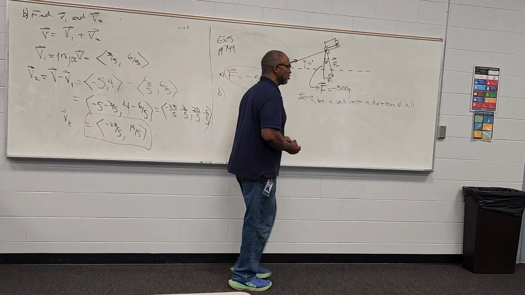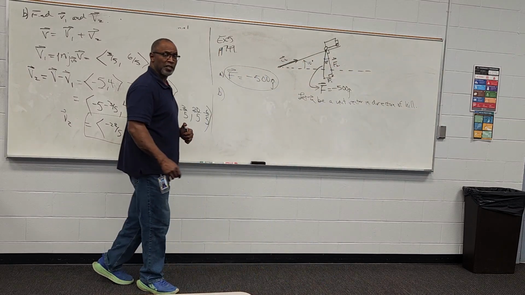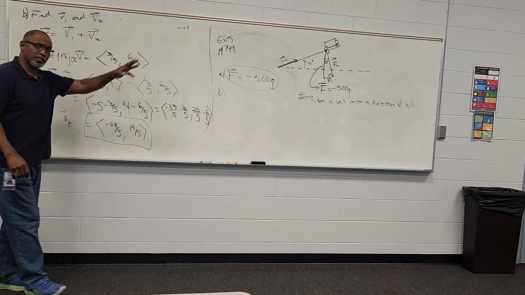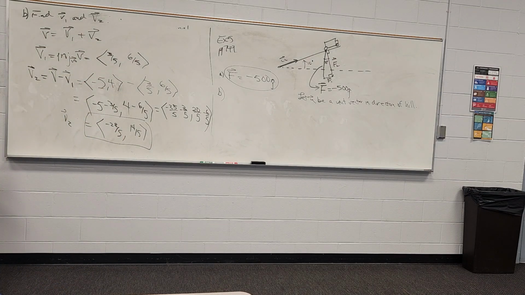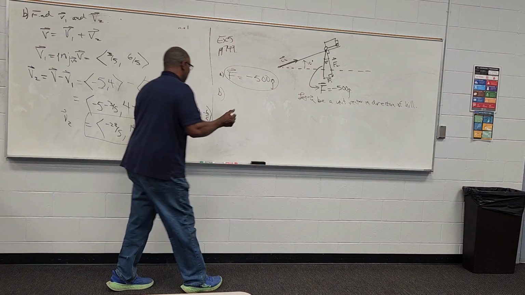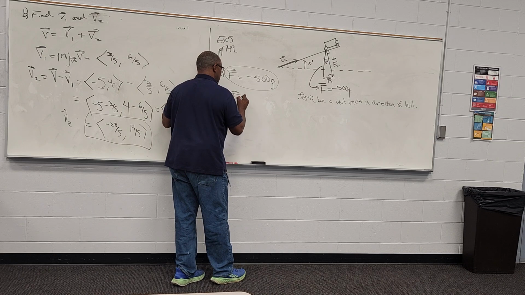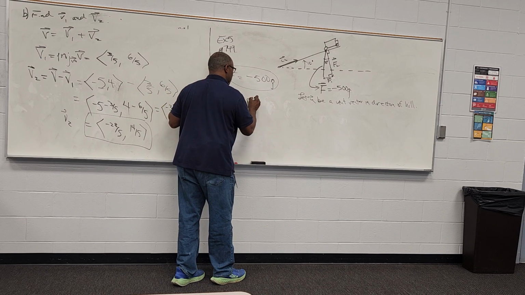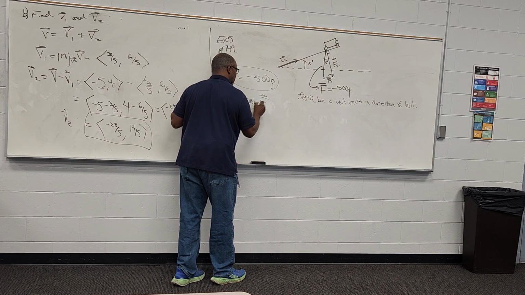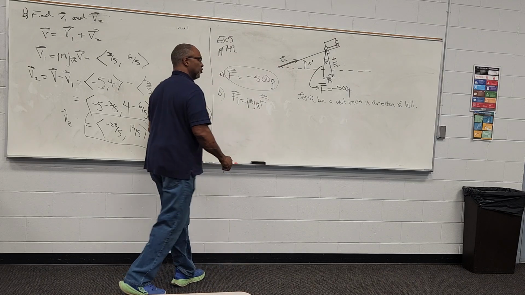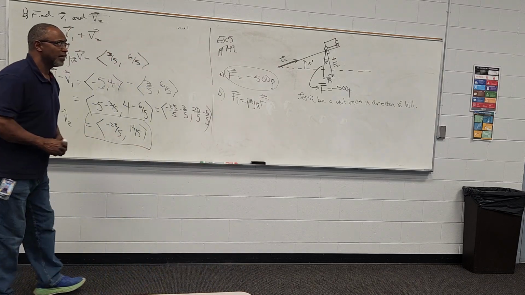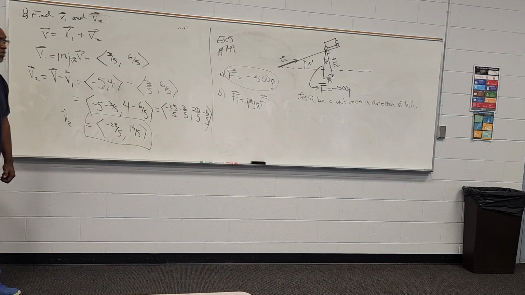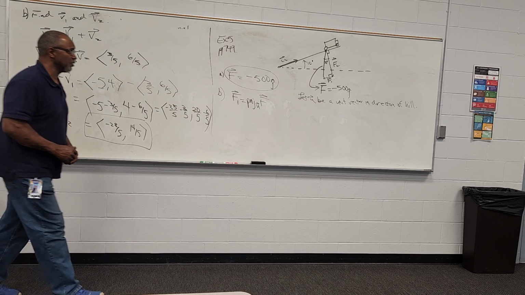Okay, U is a unit vector in the direction of the hill, the same direction as the hill that the truck's parked on. What I need to find is F1. F1 is going to be the projection of vector F onto vector U.